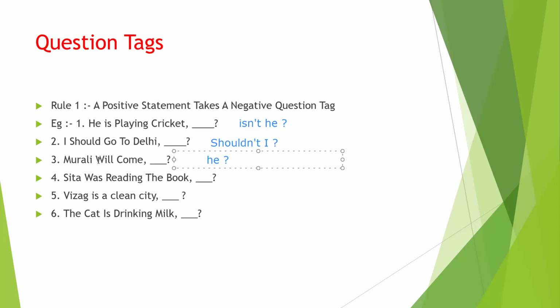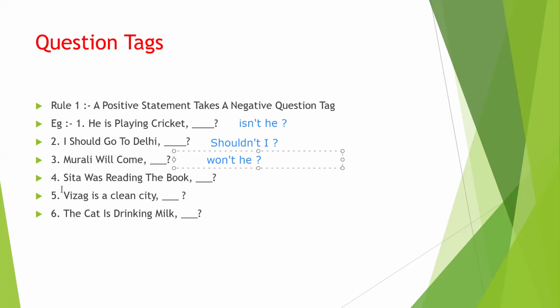Now we see the helping verb. Here the helping verb is will. Will plus, here the question is positive, so we can write will plus not. Will plus not equal to won't. We can't know this word, we will lose the one mark. Will plus not equal to won't. Won't he?